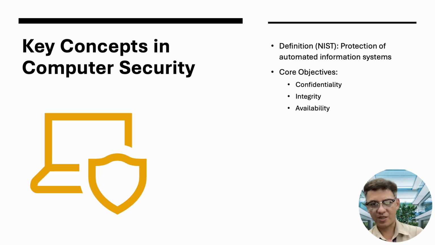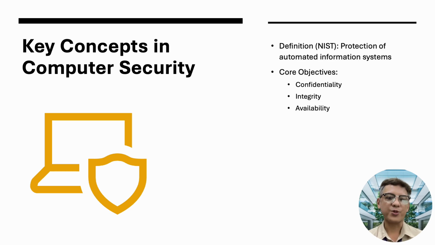Computer security, according to the National Institute of Standards and Technology, or NIST, refers to the protection afforded to automated information systems. This protection helps preserve three critical objectives: integrity, availability, and confidentiality.